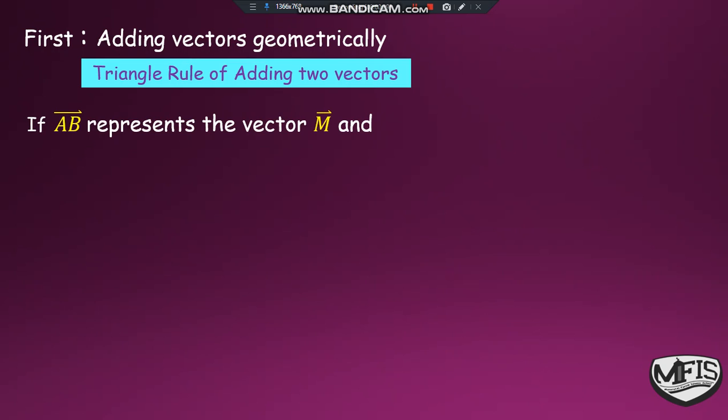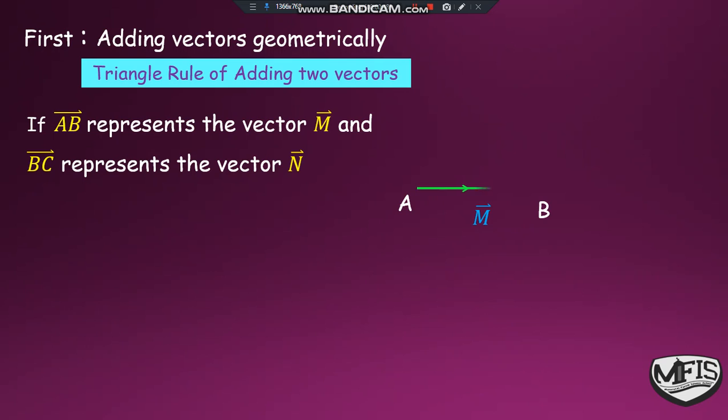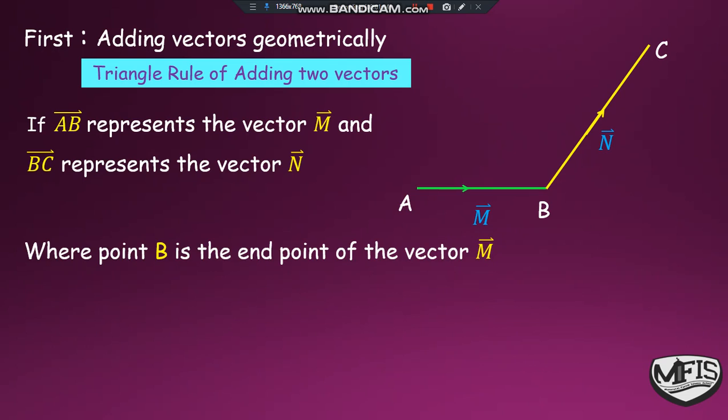If AB is represented by the vector M, as we said before, we can represent a directed line segment by a vector. So AB directed line segment is represented by the vector M, and BC directed line segment is represented by the vector N. So we have AB plus BC. So M plus N, we want to add the M vector and the N vector.